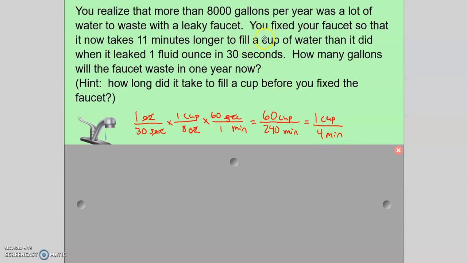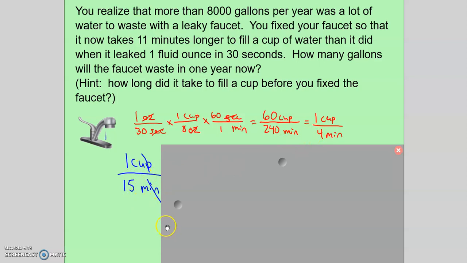So now what we know is we slowed down the leak, so it now takes 11 minutes longer to fill a cup. So it used to take 4 minutes. It's now going to take 11 minutes longer, which means I start with this rate. So that's the new rate that I start with for this new slower leak: it takes 1 cup in 11 minutes longer, which would be 15 minutes.